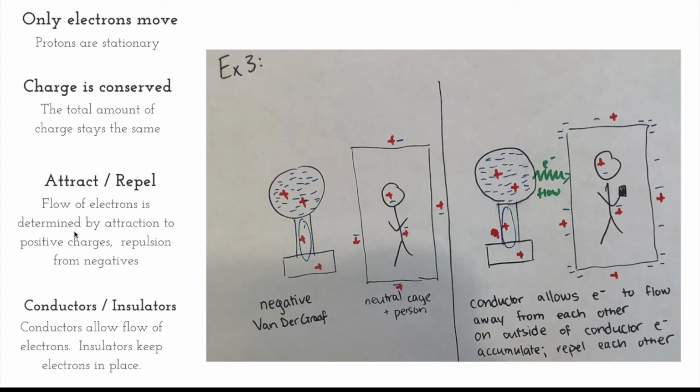Finally, for attract and repel, the electrons are attracted into the neutral cage because there's too many electrons on the Van de Graaff generator, so they repel each other through the air into the cage, and further repel each other through the cage to accumulate at the corners. So this got all 4 points as well.